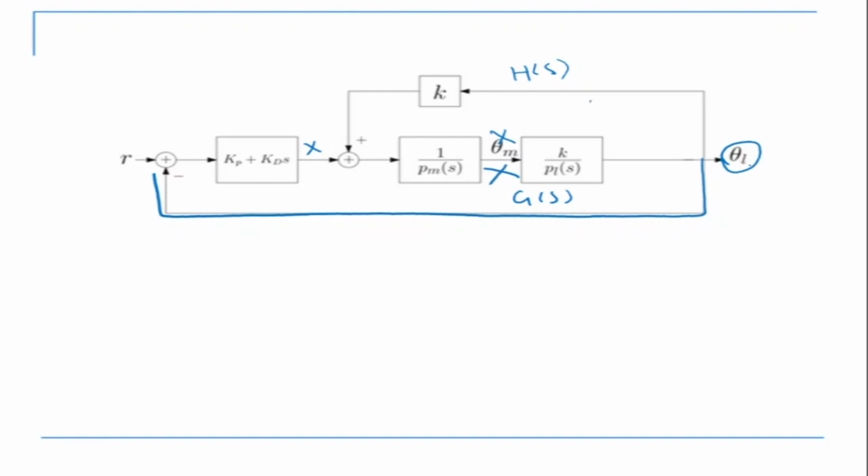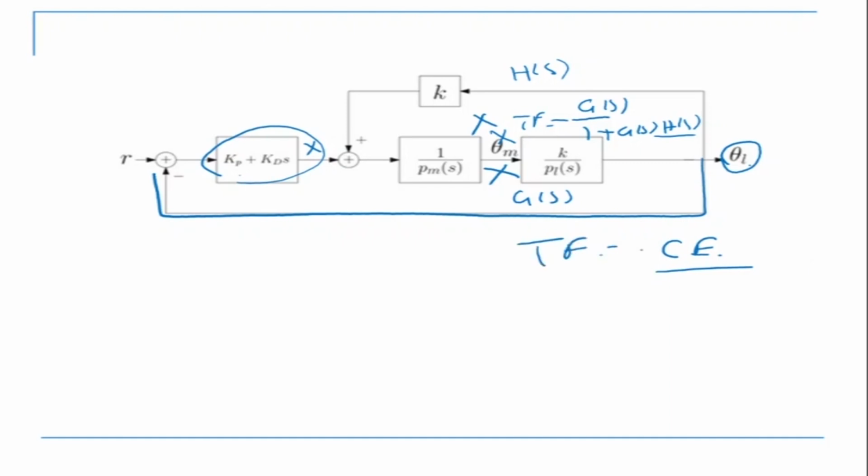Then I find G(s) over 1 plus G(s)H(s). Okay, this is my transfer function. And then multiply it with this loop now, so I'm going to get one overall transfer function. Then I look at the characteristic equation of that transfer function. Okay, and again, we see that there is a Kp plus Kd into s.